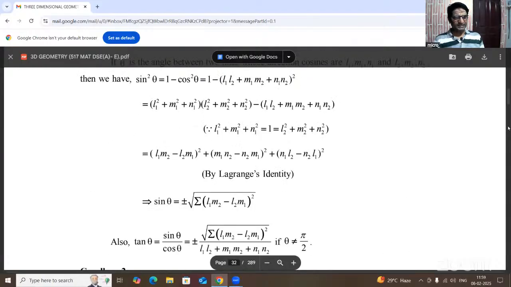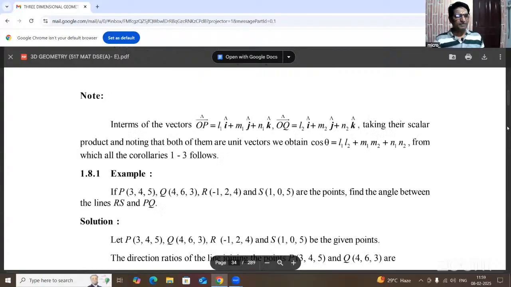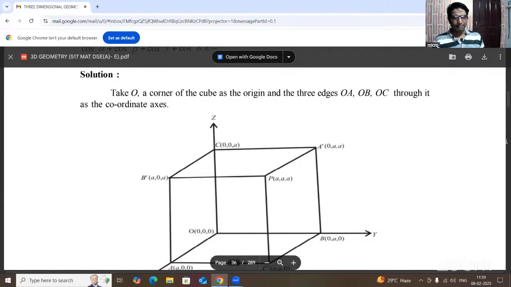Already you have discussed some other important problems in yesterday's class. Now we will see the plane concept. Now the general form of a plane equation is ax plus by plus cz plus d equal to 0. That is the general form of a plane equation.